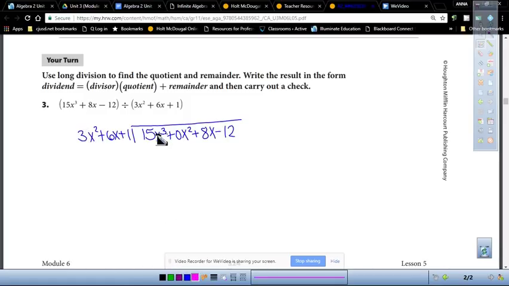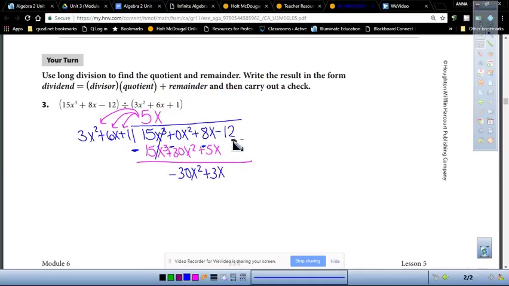How do I make 3x squared look like 15x cubed with 5x? So I get 15x cubed. I get 30x squared. And I get 5x. Okay, I'm going to subtract. I get minus, minus, minus. 0x squared minus 30x squared is negative 30x squared. 8x minus 5x is 3x. And I bring down the negative 12.